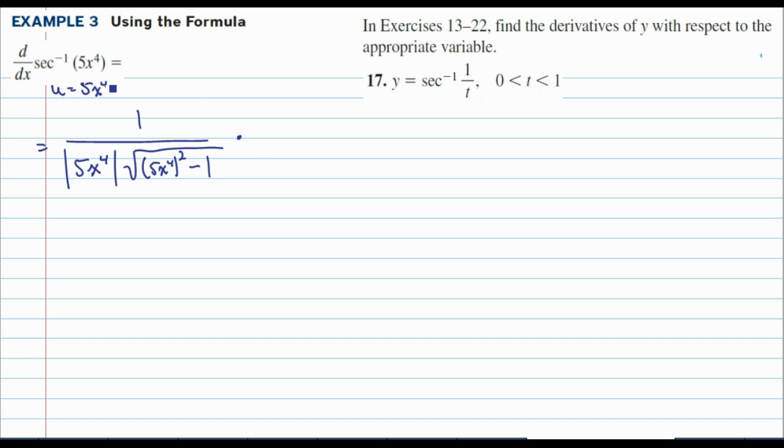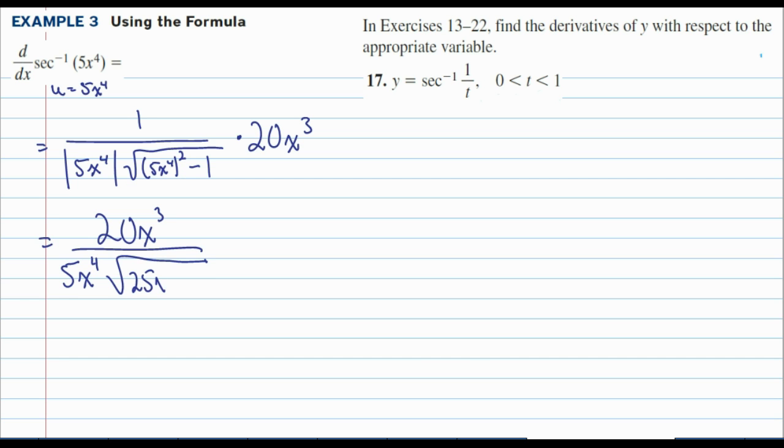So the derivative of 5x to the fourth is 20x to the third. And then to simplify a little bit, I'll put the 20x to the third in the numerator. And in the denominator, 5x to the fourth, because x to the fourth, that's an even exponent, that will always be positive. I don't need the absolute value anymore. Underneath the square root, I have 25x to the eighth minus 1. And then to simplify even further, the 20 and 5 reduce, and then x cubed over x fourth gives me 4 over x square root 25x to the eighth minus 1.